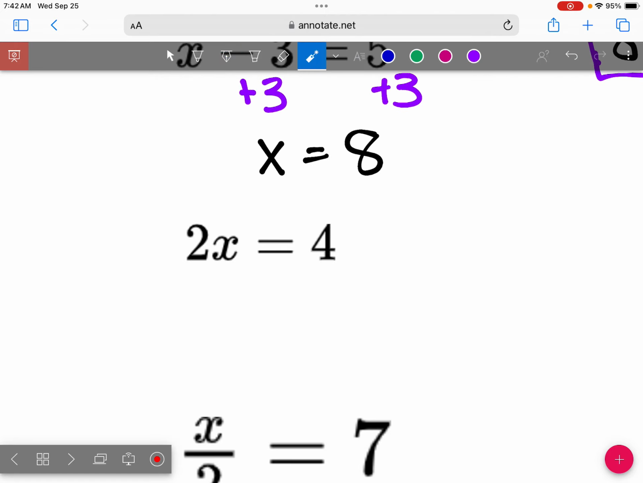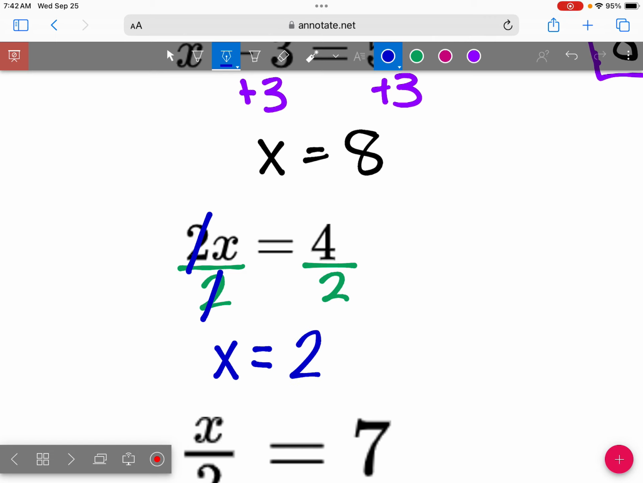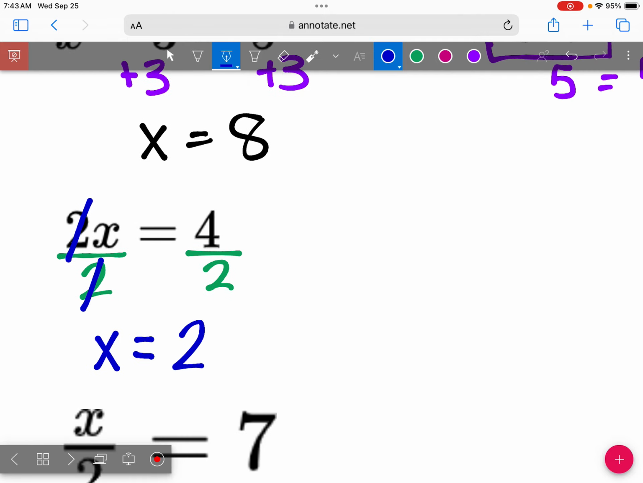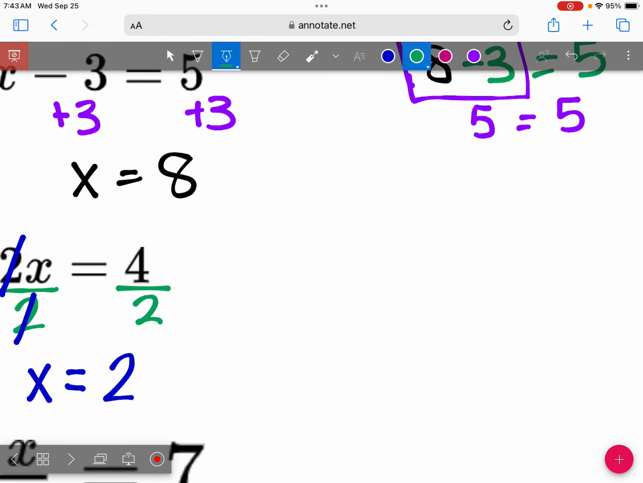What do we do here? Division, yeah. We need to divide both sides. What are we going to divide both sides by? By 2. If I divide by 2, this 2 and that 2 cancel out. So my x equals what? 2. 4 divided by 2. The only thing left on the left-hand side is my x. 4 divided by 2 is 2.